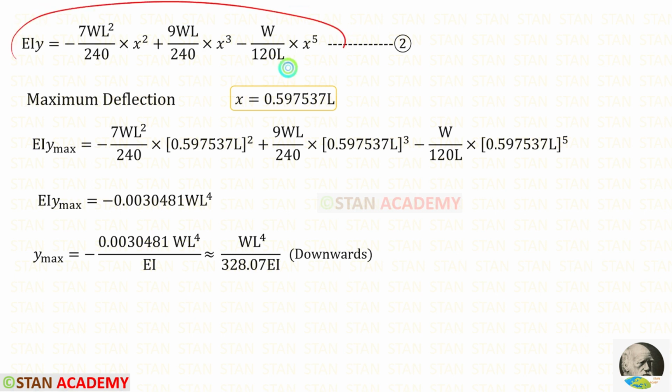Now in the deflection equation, instead of x, we can apply this so that we will get the maximum deflection approximately equal to WL power 4 upon 328.07 EI. Now we are going to end this session.